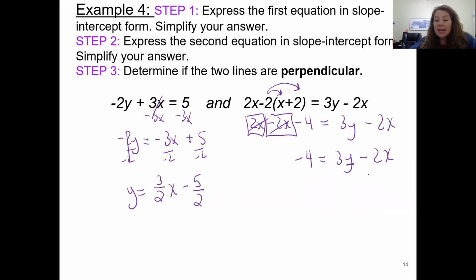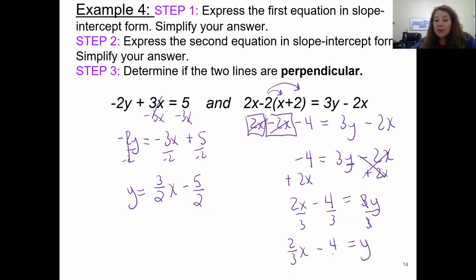We want y by itself. So we're going to add 2x to both sides. So we have 2x minus 4, those are unlike terms, I can't combine them, is equal to 3y. This is gone, right? We want y by itself, so we're going to divide every single term by 3. So y is equal to, this is going to be left in fraction form, 2 over 3 x minus 4/3. And if you want to write the y first, feel free to do that. So this is this equation.